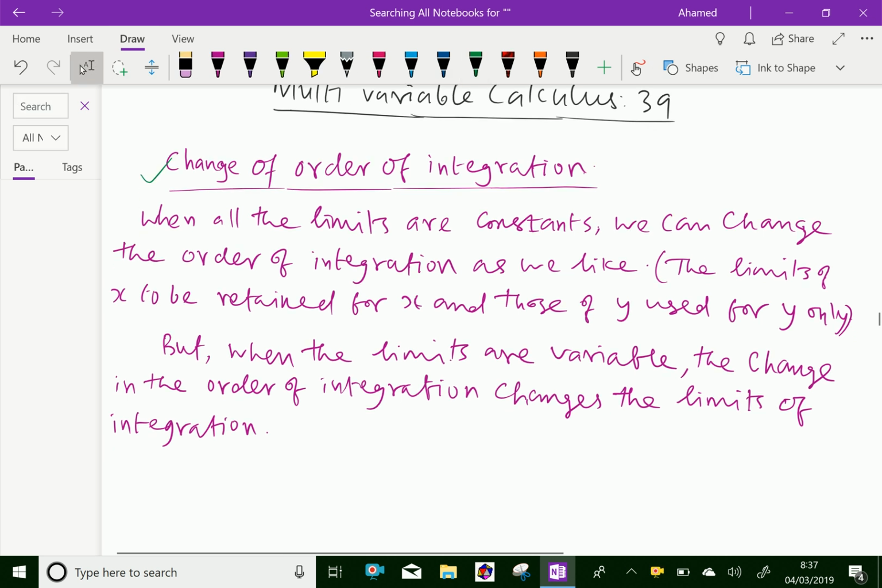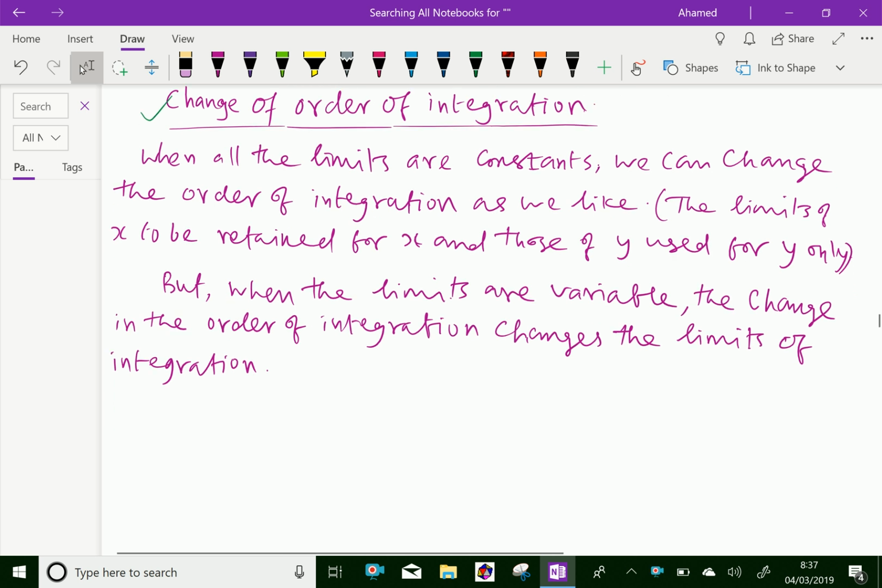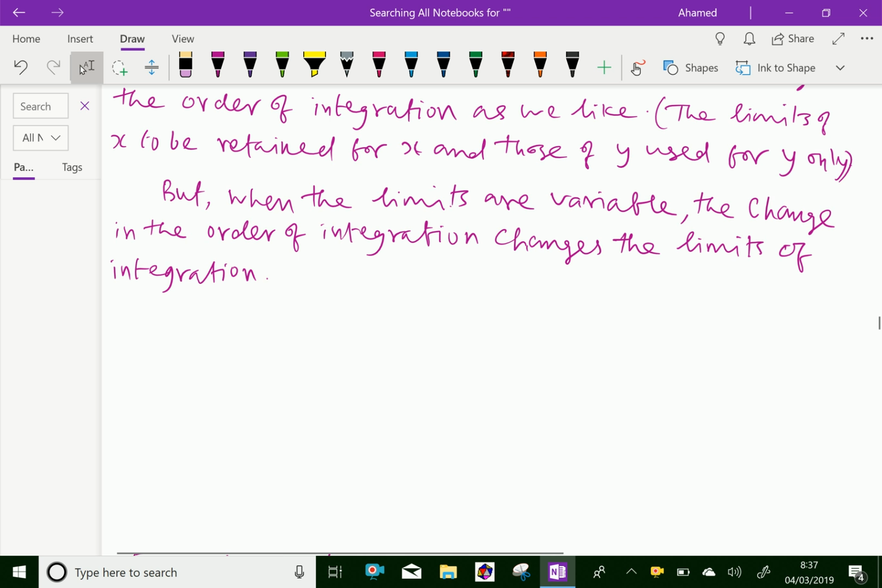When all the limits are constant, we can change the order of integration as we like. It means the inner integral as well as the outer integral have constants as the limits, then we can change. That means the limits of x are retained for x and those of y used for y only. But when the limits are variable, changing the order of integration changes the limits of integration.